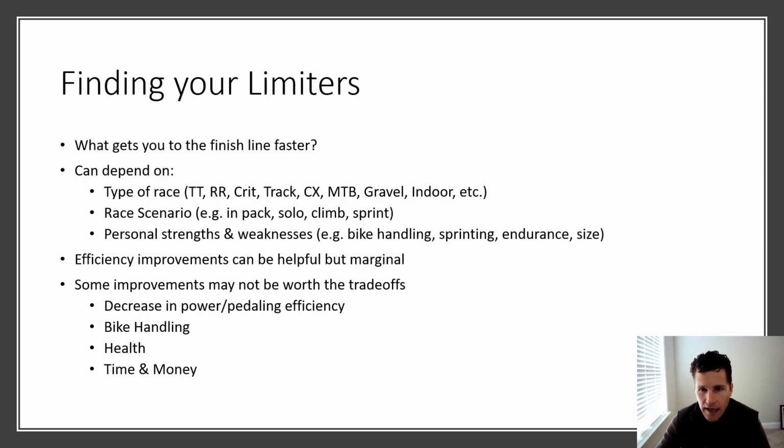Okay, last slide, and this is really the one that is tricky: finding your individual limiters. The thing that's important to keep in mind here is it's not just about going faster at any moment. It is about getting to the finish line faster. In most races, you can go faster on a moment-to-moment basis. That doesn't necessarily get you to the finish line faster.